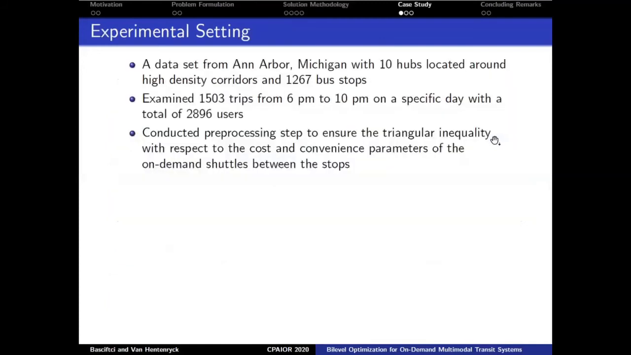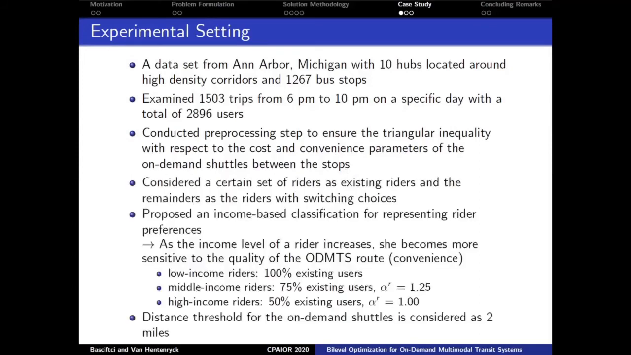So now let's move on to our case study, where we consider a dataset from Ann Arbor, Michigan with 10 hubs located at high-density corridors. Then we examined about 1,500 trips from a dataset from 6 p.m. to 10 p.m., and we conducted a pre-processing step to ensure triangle inequality with respect to cost and convenience, which are the weights of the sub-problems, to satisfy some of the assumptions that we have in our propositions.